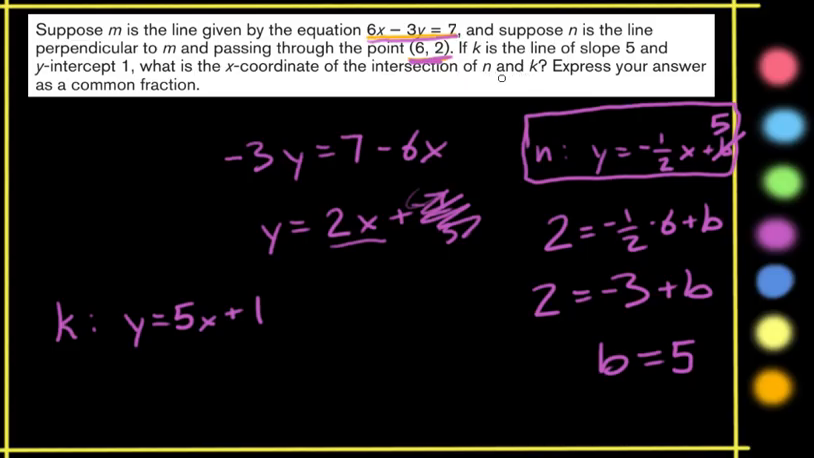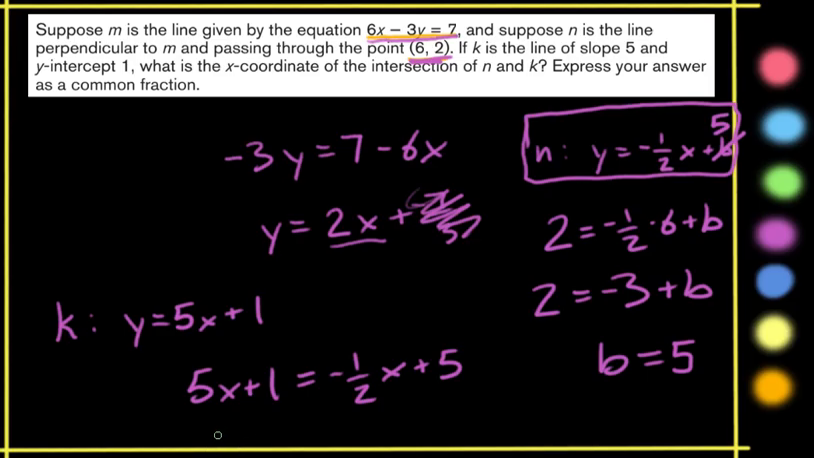So to find the x-coordinate of the intersection, we can just set these two y's equal to each other, because at the intersection point, the y's will be the same. So now we have 5x plus 1 from this y, and that's going to be equal to minus 1/2 x plus 5. And then we just solve for x.